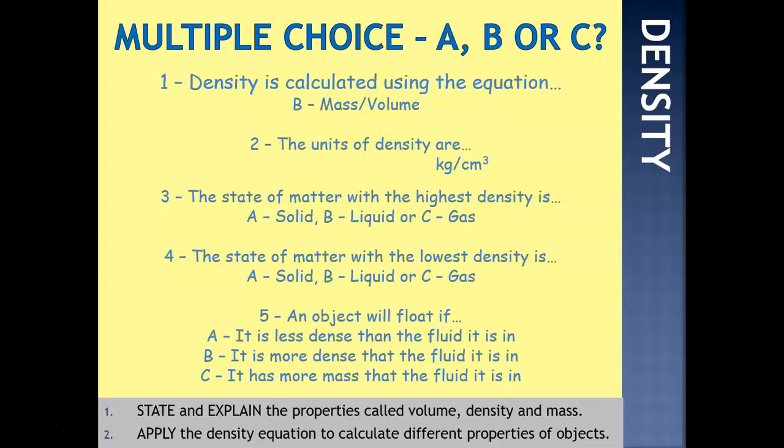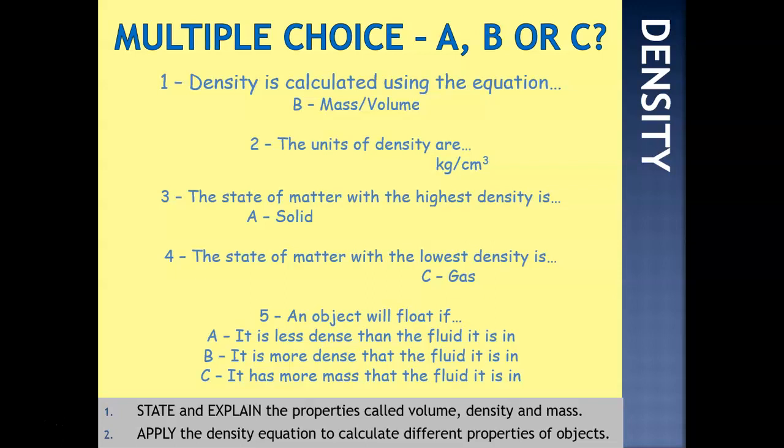Question 3. The state of matter with the highest density is A, solid, B, liquid, or C, gas. Highest density would be the solid particles closest together. Question 4. The state of matter with the lowest density is that solid, liquid, or gas? That would be gas. It's where the particles are furthest apart.